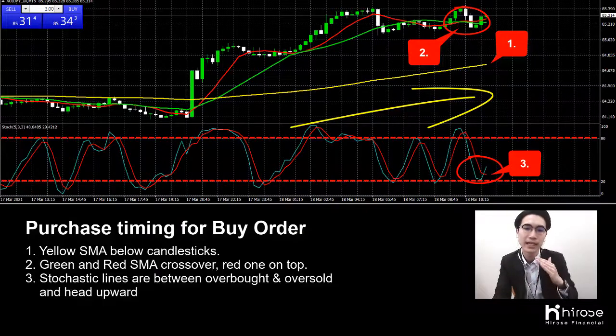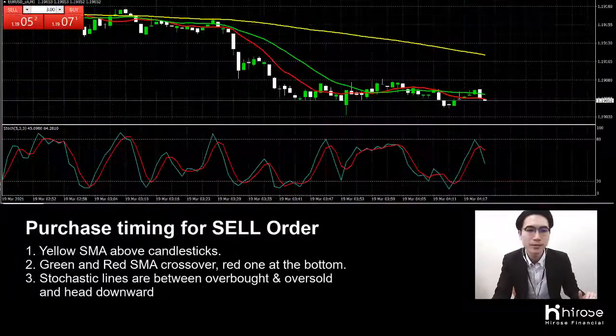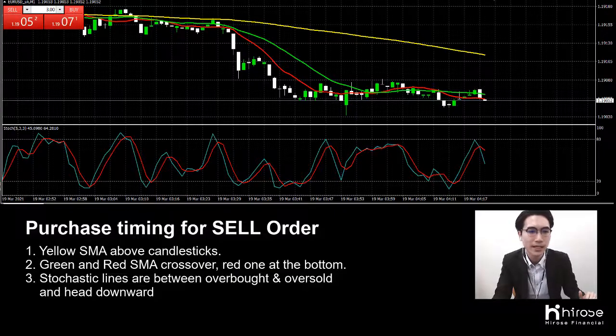So if they are between the overbought and oversold and heads upward, then we will place a buy order. So this is the timing for you to place a buy order. Next we move on to the timing for you to place a sell order, similar to the one that I explained just now.